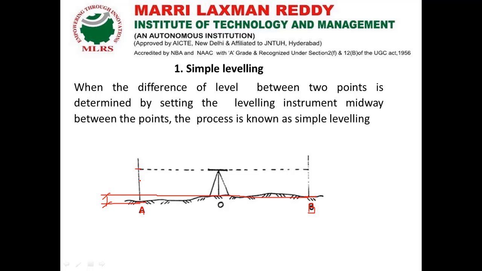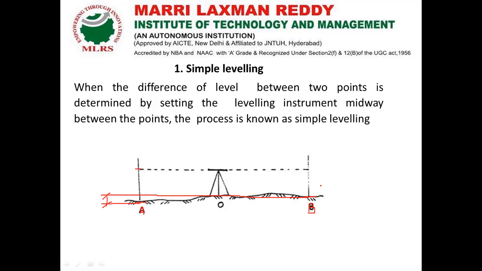Similarly, we shift the leveling staff from point A to B and read the reading, so that we can get the leveling difference between these two points by deducting the staff reading at B from the staff reading at A.